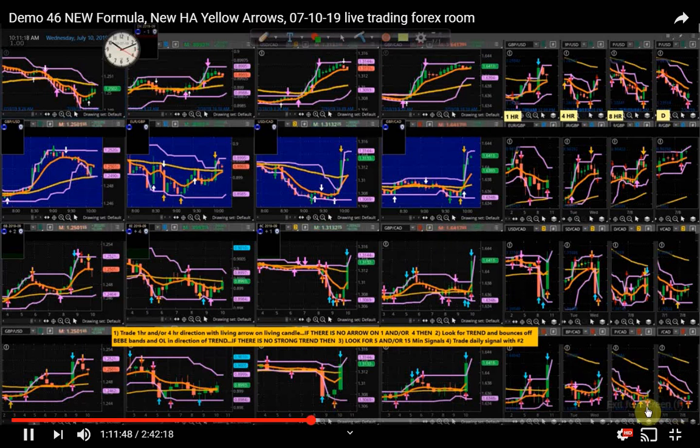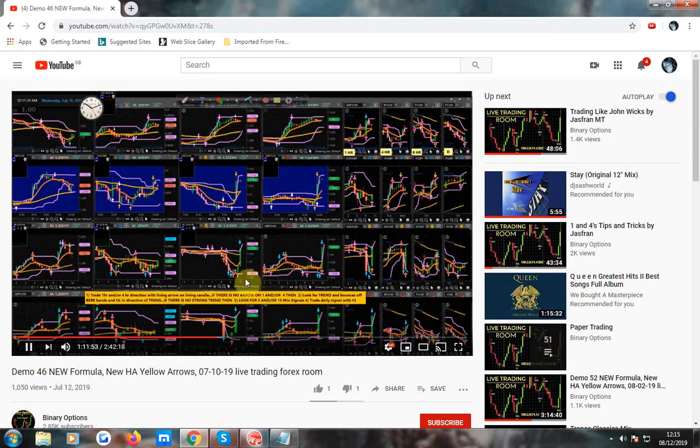Okay, and that's how I kind of do it. If I've missed the original move, I'll look on the HA charts for the second or third or fourth move. Okay, as long as it's on the BB band, guys.